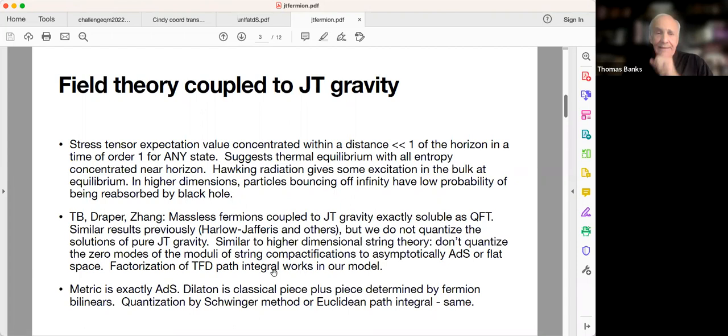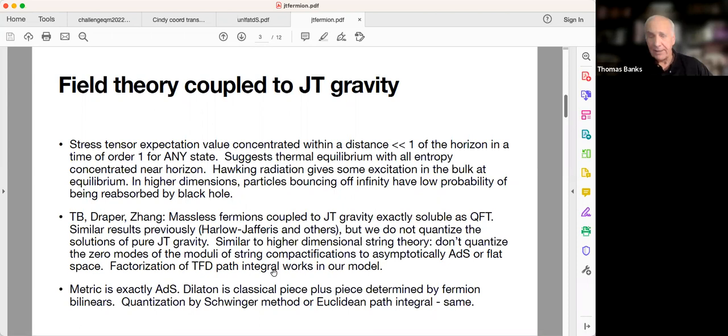When we did that, we found that the metric remained, we assume, just AdS2. And then if you did that, the scalar field equation of motion followed from the fermion equations of motion, just by manipulating the fermion equations of motion. So the scalar field in our way of thinking about things is not an independent dynamical variable. It has a classical piece, which you can take to be parameterized by the parameters I showed you. And then there's another piece that's determined by expectation values of fermion bilinears.